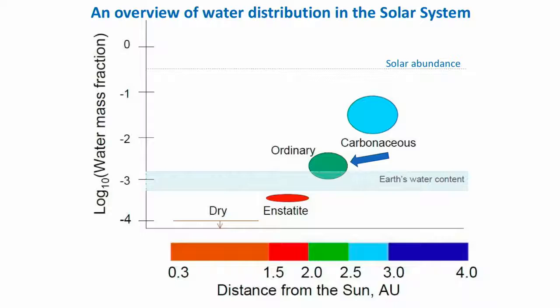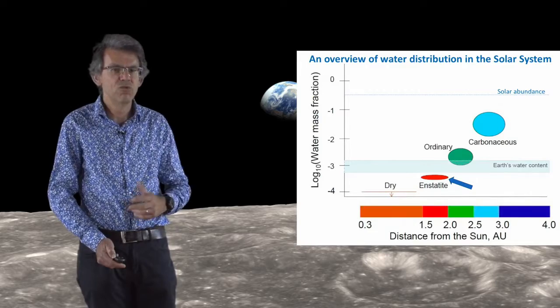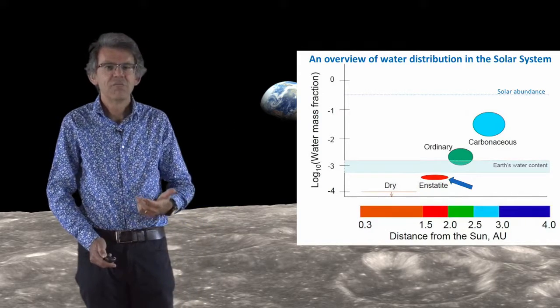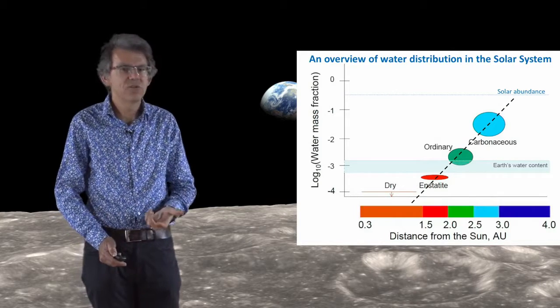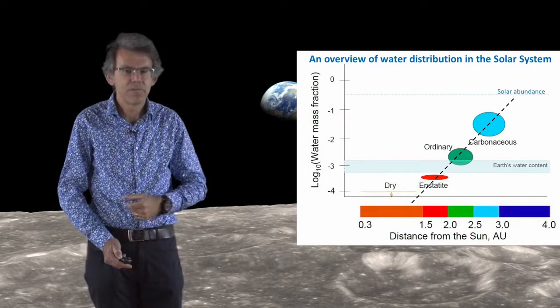From the inner part of the asteroid belt, we receive instead two other kinds of meteorites. Ordinary chondrites contain a fraction of a percent of their mass in water, and enstatite-type chondrites are even drier, less than 0.1% of their mass is in water. And these meteorites come from asteroids located between 1.5 and 2 AU for the enstatite-type chondrites, 2.5 AU for the ordinary chondrites. So all this data suggests that there is a correlation between the water content of planetesimals and their distance with respect to the Sun.